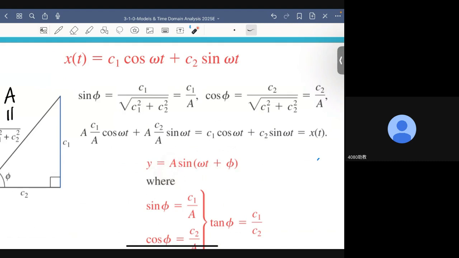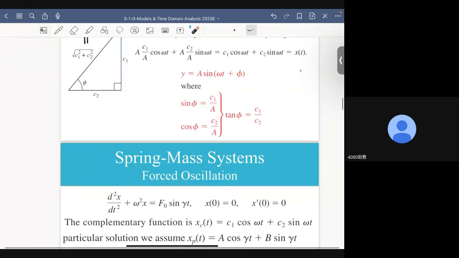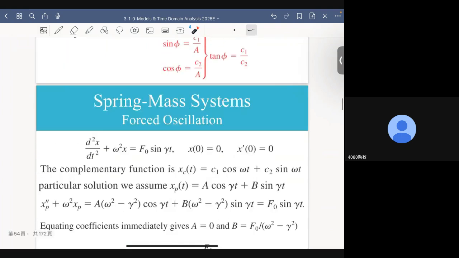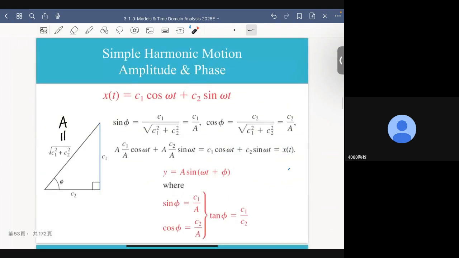This determines the size. This determines the speed. This, in a way, determines its location in the time domain, okay? Because it can shift forward or backward. All right, and this phase, of course, can be determined from this equality. That is, from this right triangle, you know that tangent phi is actually the ratio of C1 over C2, all right? Now, that is for simple harmonic motion.